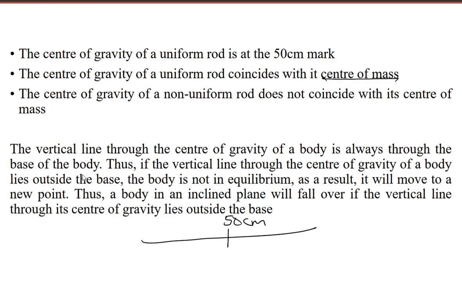One thing I want to bring to your notice is that the vertical line through the center of gravity of a body is always through the base of the body. So if you draw a vertical line through the center of gravity of a body, it will be through the what? The base of the body. Then you can read the rest of the conditions there.